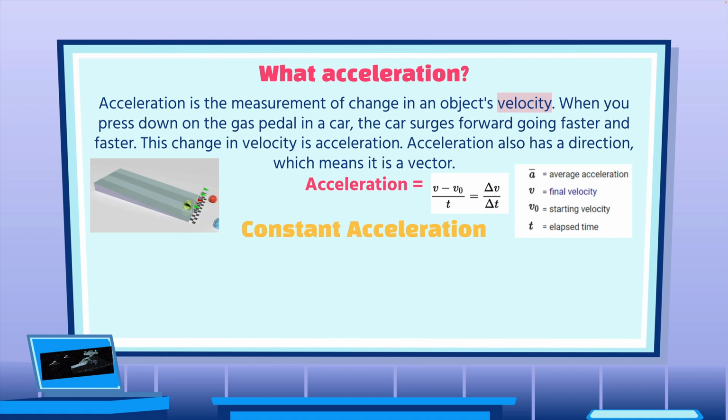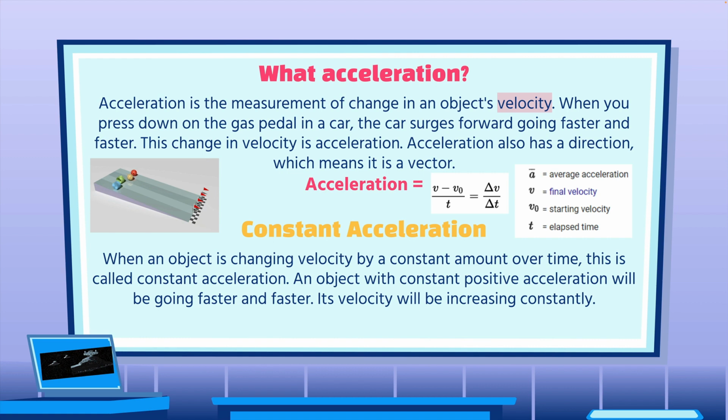What is acceleration? Acceleration is the measurement of change in an object's velocity. When you press down on the gas pedal in a car, the car surges forward going faster and faster. This change in velocity is acceleration. Acceleration also has a direction, which means it is a vector. There on the screen before you, you see the formula for acceleration.